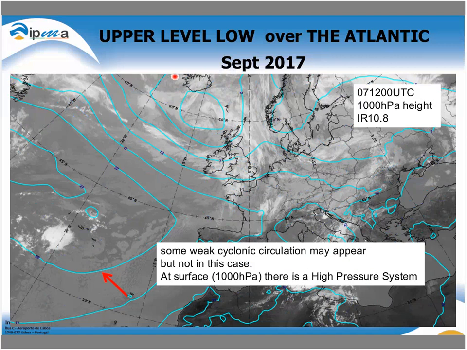So moving on, this next image shows the 1000 hectopascal height on the same day, and you can see at the surface a weak circulation. A weak circulation may appear in this upper level low conceptual model, but this is not the case. We have a high pressure system over the Atlantic, over the Azores, and it was difficult to find even a weak cyclonic circulation at 12 UTC on the 7th of September.